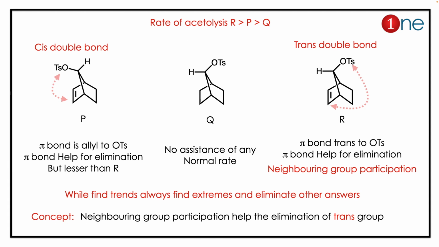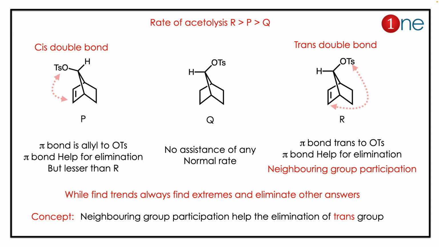Here the rate of acetolysis is dictated by the position of the double bond and the leaving group. The order is R > P > Q; R is maximum, Q is less. The reason is whether the double bond is cis or not is the real question. In P, the double bond is cis and allylic to OTs, and helps the bond for elimination, but less than R. But in R, you have trans OTs, so the best position for the helping of the leaving group.